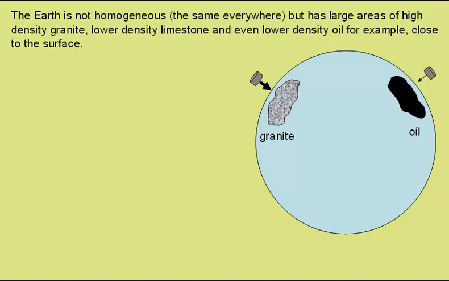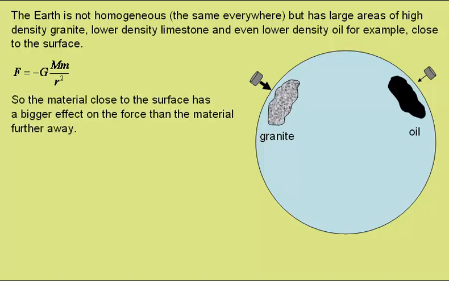The Earth is not homogeneous, that is, it's not the same everywhere. It has large areas of high density granite, as shown here, lower density limestone, and even lower density oil, close to the surface. Clearly this diagram is not to scale. From force is equal to minus GMm over r squared, the material closer to the surface has a bigger effect on the force than the material further away.